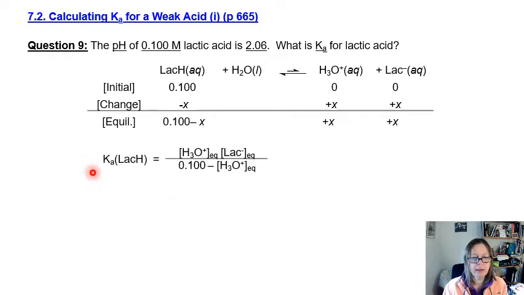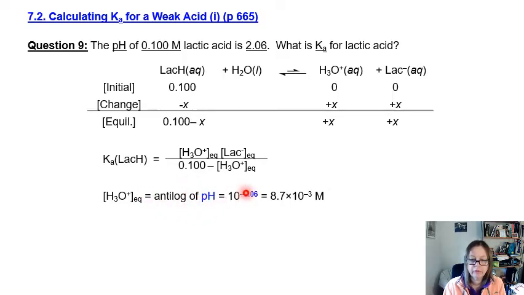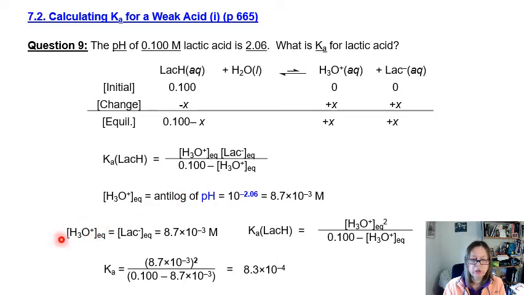We can write the equilibrium constant for lactic acid. It's the concentration of H3O+ at equilibrium times the concentration of lactate ion at equilibrium divided by 0.1 minus H3O+ at equilibrium. The concentration of H3O+ is given from the pH. It's the antilog of pH, so 10 to the negative 2.06, or 8.7 times 10 to the negative 3 molar. Now recognize that the concentration of H3O+ equals the concentration of lactate ion. So both of these are 8.7 times 10 to the negative 3 molar.